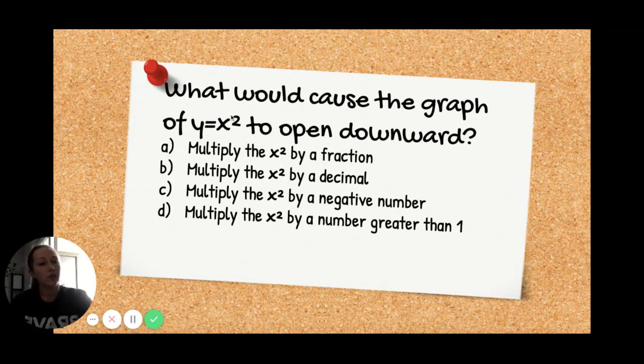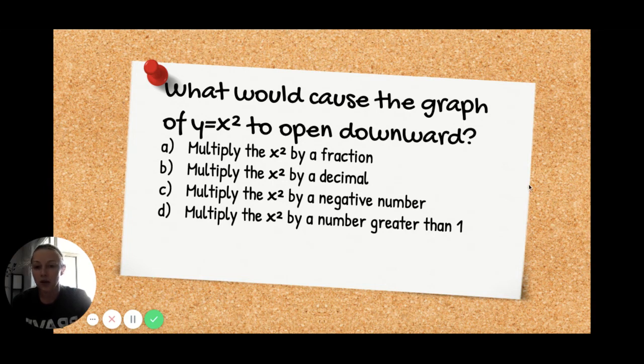Okay, this was a multiple choice question. So I want to know what would cause my graph of the parent function, my quadratic parent function, y equals x squared, to open down. Normally, remember, it opens up like this. How would I make it flip down so I have an upside down u instead of a u? So would I multiply the x squared by a fraction? Would I multiply that x squared by a decimal? Would I multiply the x squared by a negative number? Or would I multiply the x squared by a number greater than 1?